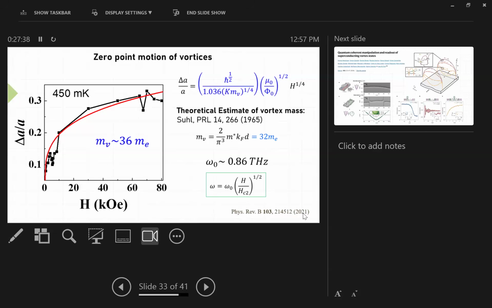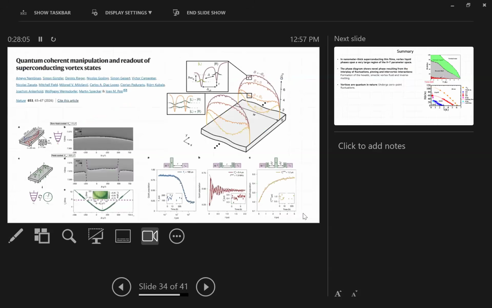And if I take the theoretical estimate of the vortex mass, this is the most popular theoretical estimate, there are many other estimates though, we get about 32 vortex mass, which is very consistent. We also see that omega naught, which is the resonant frequency, depends to some extent on magnetic field, but it varies from hundreds of megahertz to about a terahertz over, let's say, 1 kilohertz to 100 kilohertz.